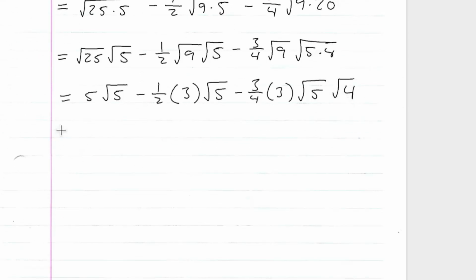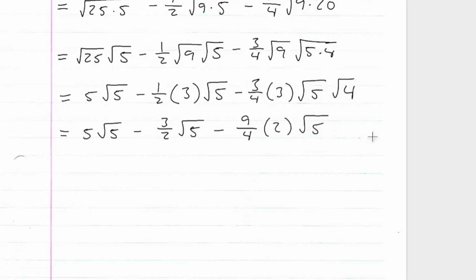So this is equal to 5 square roots of 5, and then minus, so 1 half times 3 is 3 halves, square root of 5, and then minus 3/4 times 3 is 9/4, and then the square root of 4, I can just rewrite that as 2, and then I'm left with the square root of 5, right?